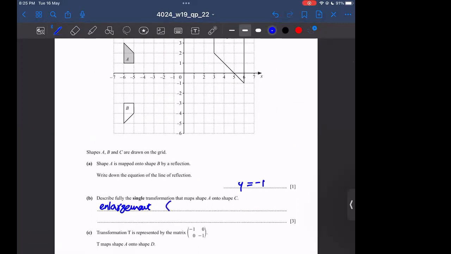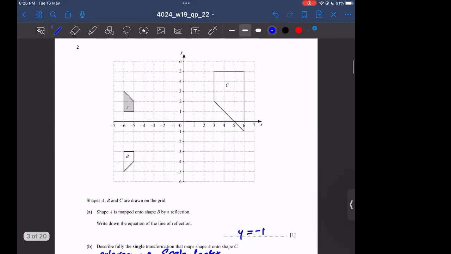Next, what is the scale factor? And then what is the center of enlargement? And there you go, the 3 marks process. What is scale factor? See, first find the center of enlargement first. What is center of enlargement?